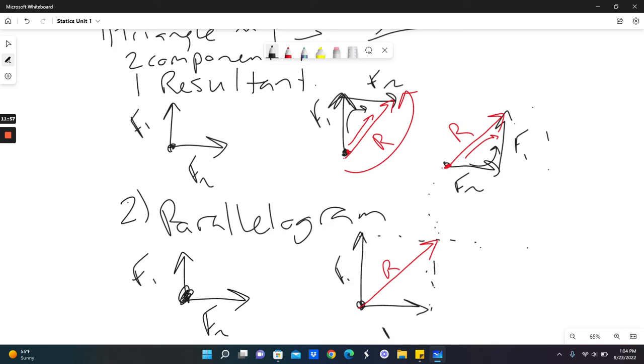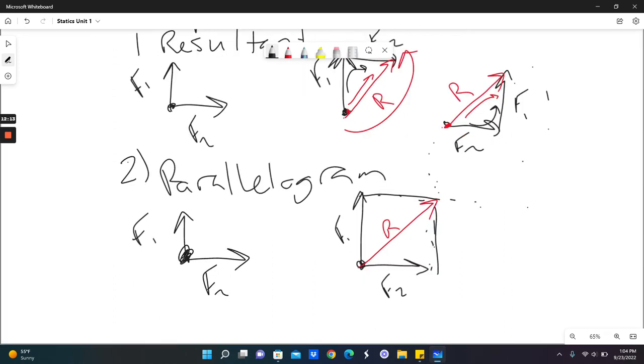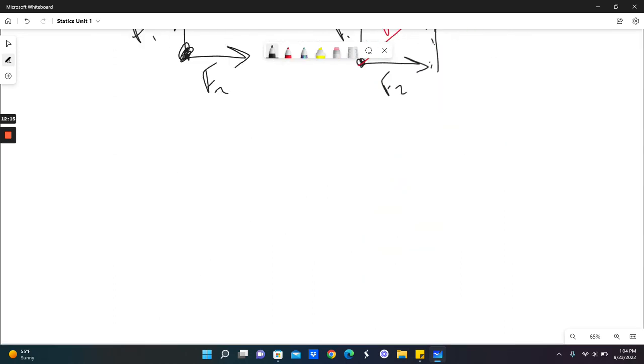If you're using the parallelogram method, you're going to end up with two triangles that are essentially equal to the two triangles that you would get using the triangle method, okay? So the geometries are going to line up, so you're going to be able to use the same set of equations. So what equations did we use with our triangle and parallelogram rules? The first one would be our law of cosines.